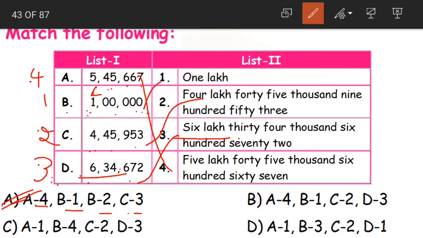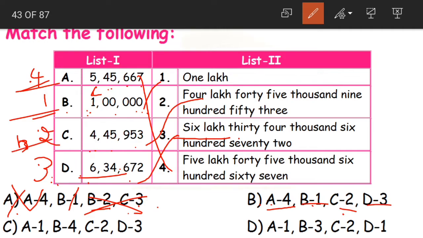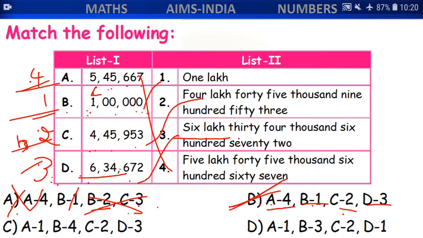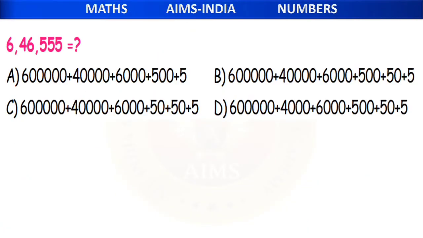Sorry, children, option A is not a correct answer. See, they are saying A is 4, B is 1. Yes, correct. Again, they are saying B is 2, C is 3. No, this is wrong. So option B is a wrong answer. Coming to option B, A is 4, B is 1, C is 2, D is 3. So option B becomes our correct answer. Okay. Next question.